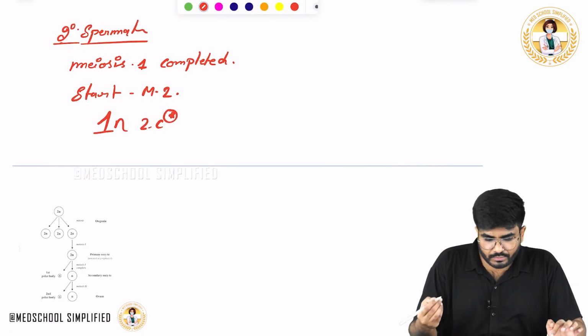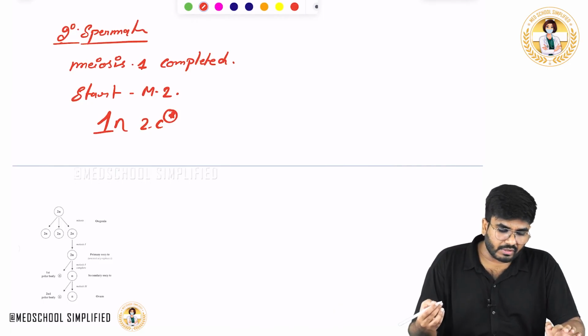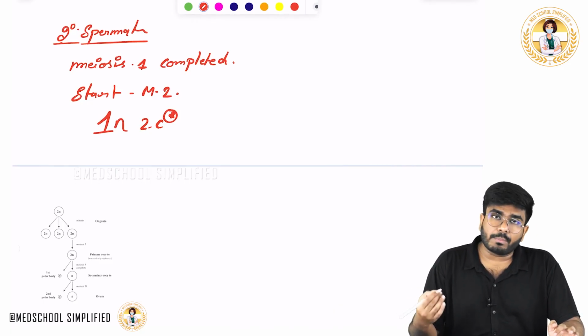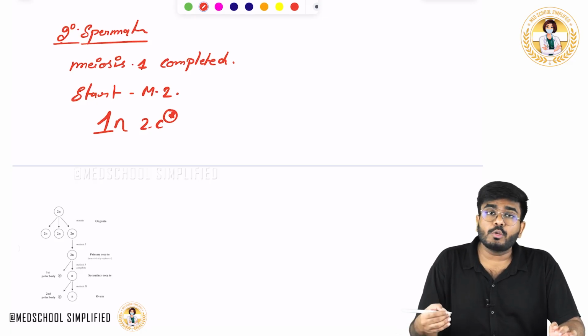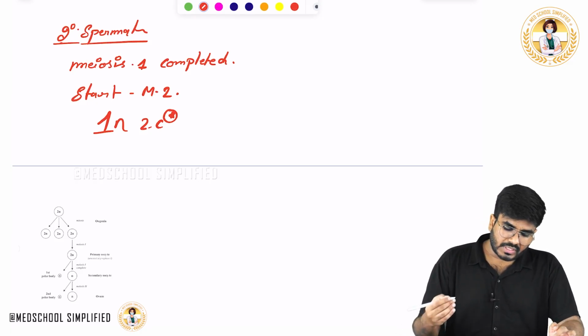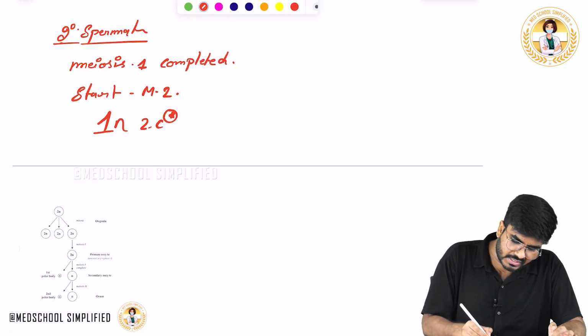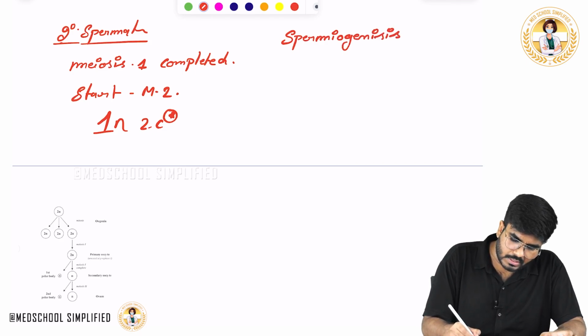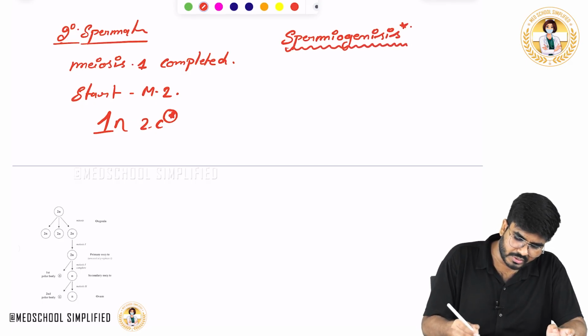So at the end, what should happen? The spermatids, which are haploid, 1N, 1C, need to be converted into the sperms. That process is called spermiogenesis. So what is happening during spermiogenesis? What are the changes that are going to occur during spermiogenesis?